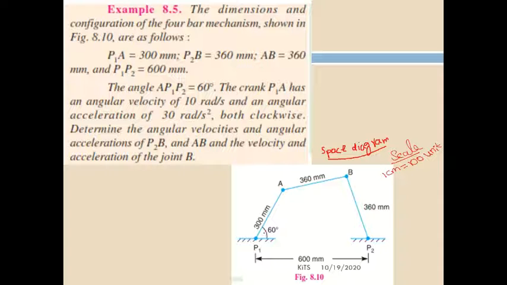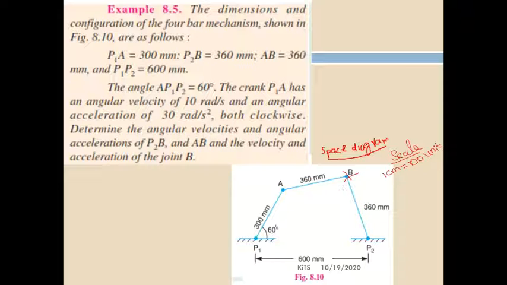First draw P1, P2. Draw a straight line, 6 centimeter line, and then keep your protractor and take 60° and draw this 3 centimeter line. From here take your compass, from this point take 3.6 centimeter and make an arc, and then from this point also 3.6 centimeter, make an arc, you will get point B.